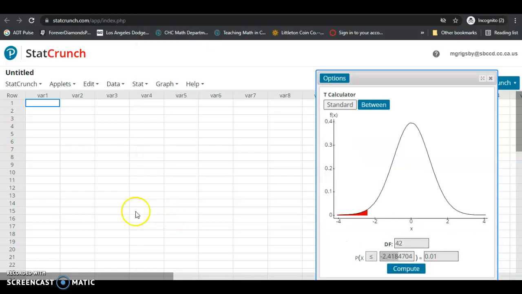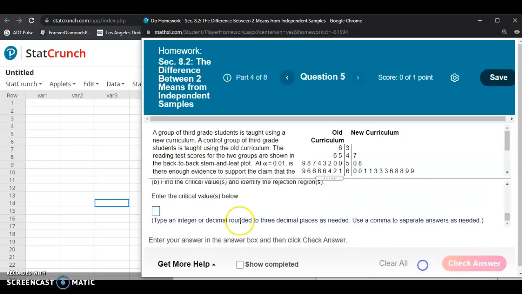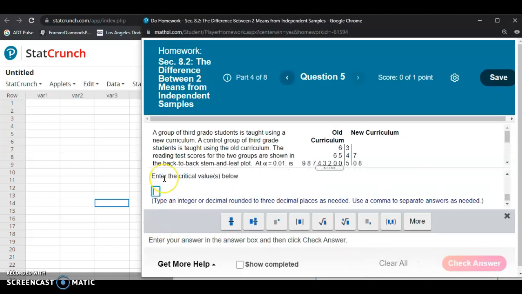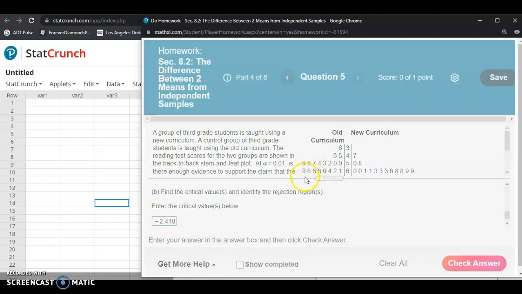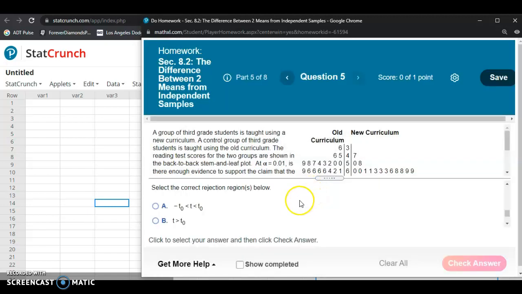So negative 2.418. Okay, and let's select the rejection regions. Remember the critical value is negative, and this is a left-tailed test. So you're going to look at these answer choices carefully, and they may not make a whole lot of sense.